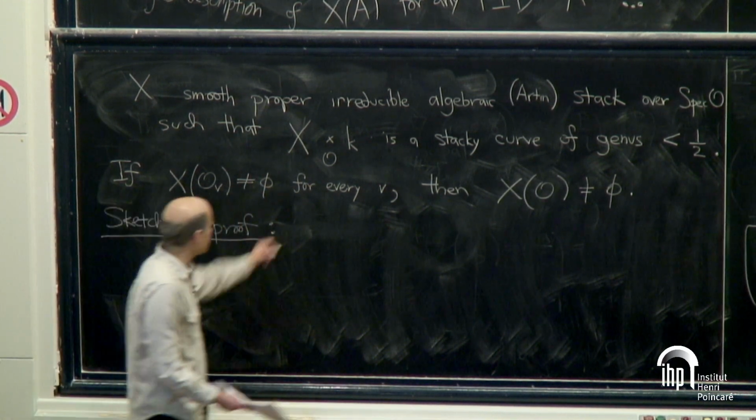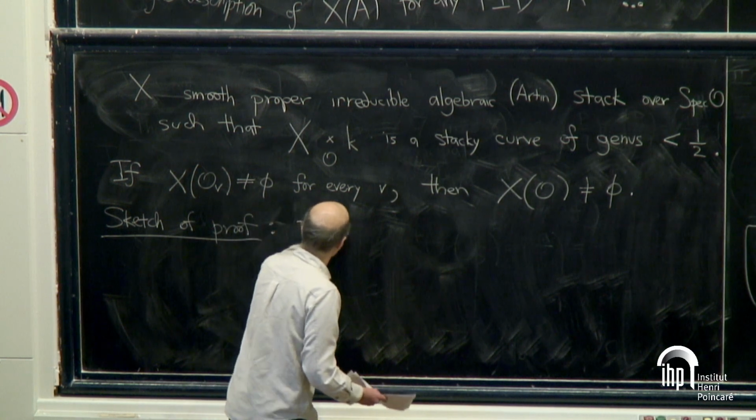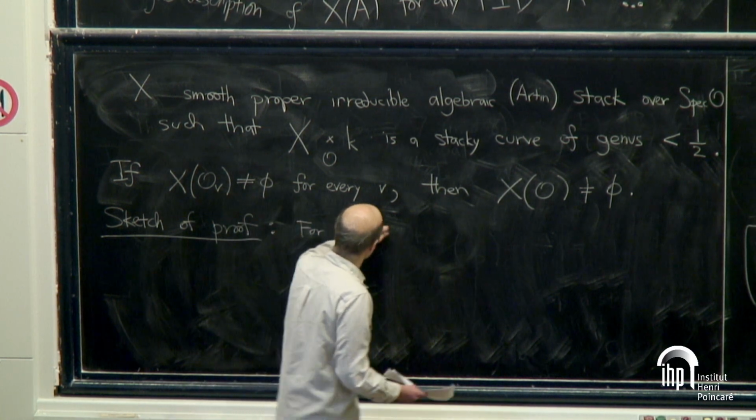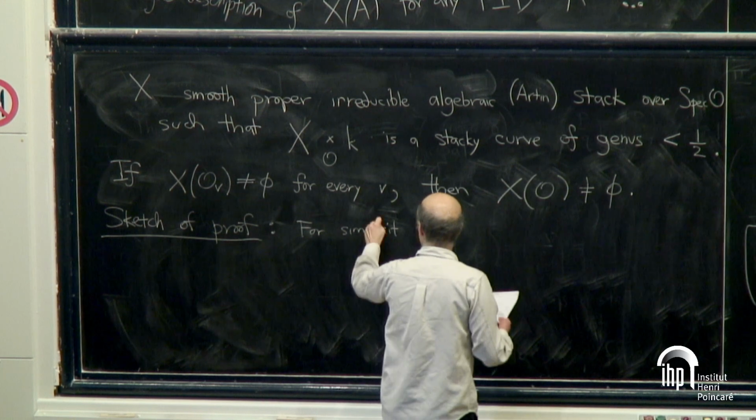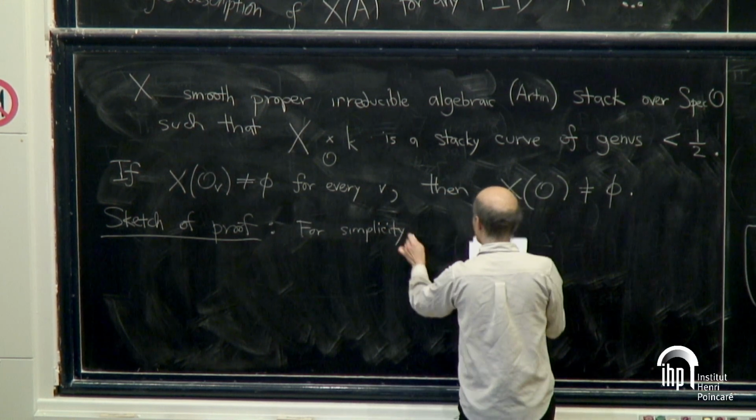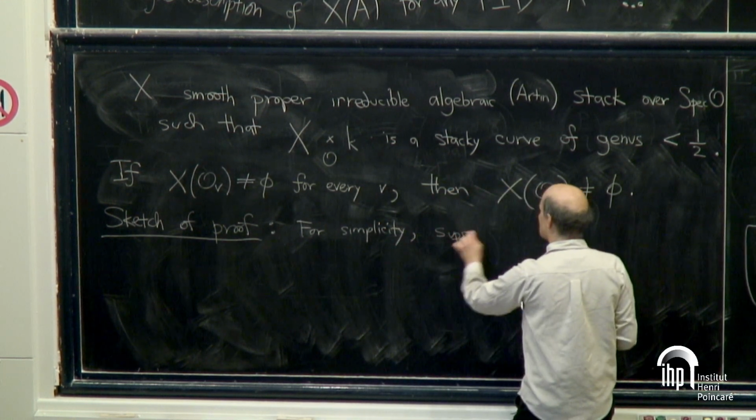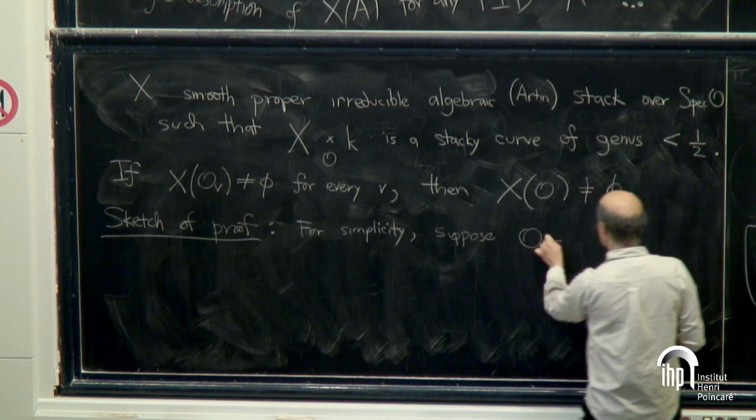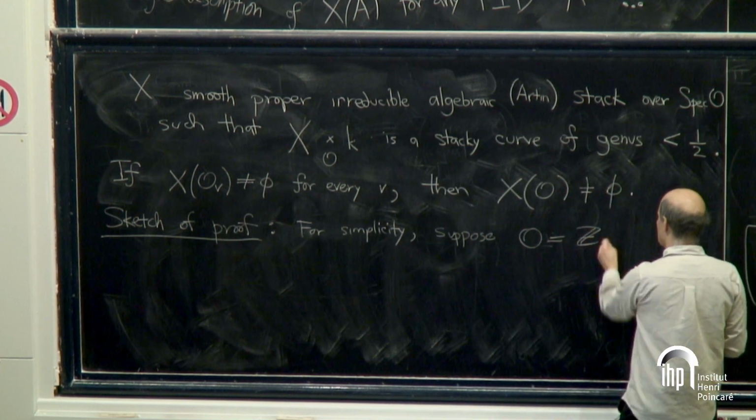All right. So actually, just to simplify the notation, let me just assume we're talking about O is just Z. So K is Q and O is Z.